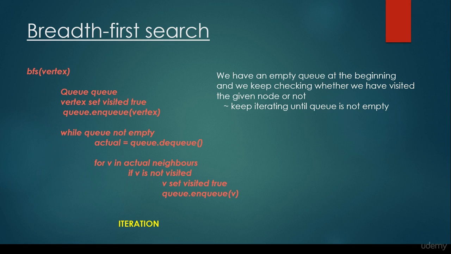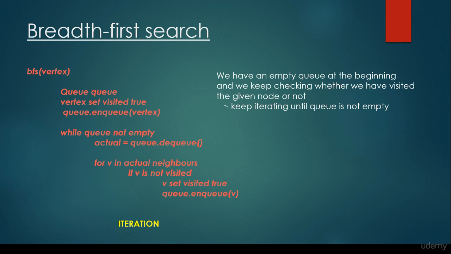So let's take a look at the concrete source code. It's very important that in breadth-first search we have to use a FIFO structure, a first-in, first-out structure, and that's why we use the queue abstract data type. So we have an empty queue at the beginning, and we keep checking whether we have visited the given nodes or not, and we keep iterating until the queue is empty. At the beginning we set the given vertex, the starting vertex, to be visited.